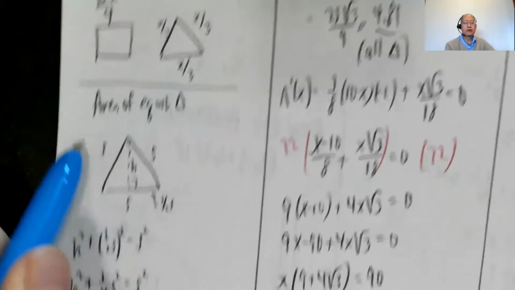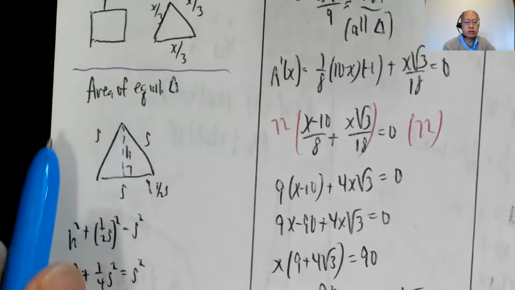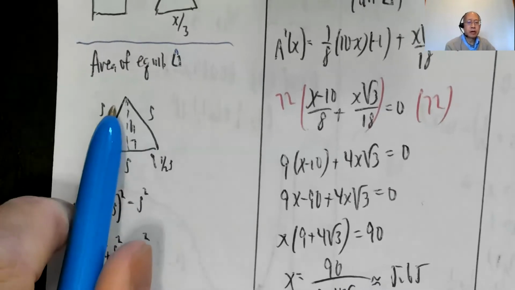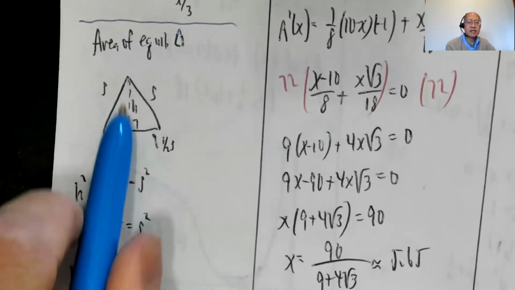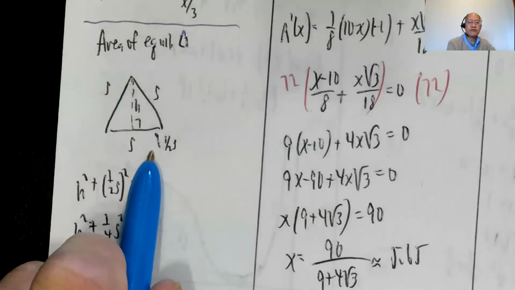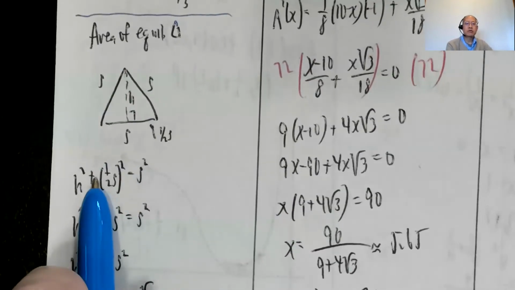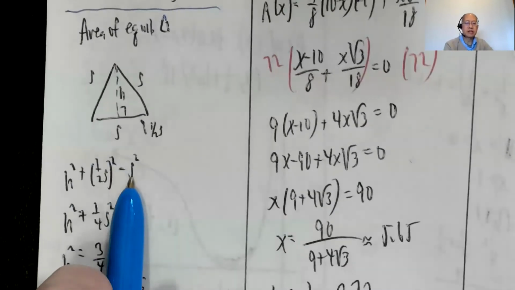Okay. First, we need the formula for the area of an equilateral triangle. Okay, so I call this s, s, and s. Draw the height here. This is half s. Pythagorean theorem, h squared plus half s squared equals s squared.